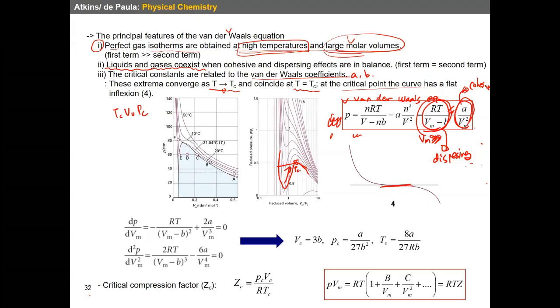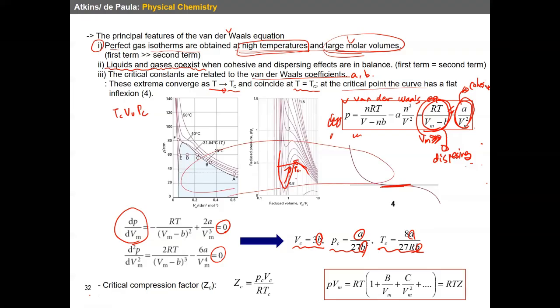And this flat region can be explained by a derivative process. The slope will be 0, and also the second derivative becomes 0, then we can get the VC value, PC value and TC value in terms of the van der Waals coefficients. Actually, you don't need to think too deeply about this kind of system. But at this point, we can get these critical values, which can be correlated to the van der Waals coefficients.